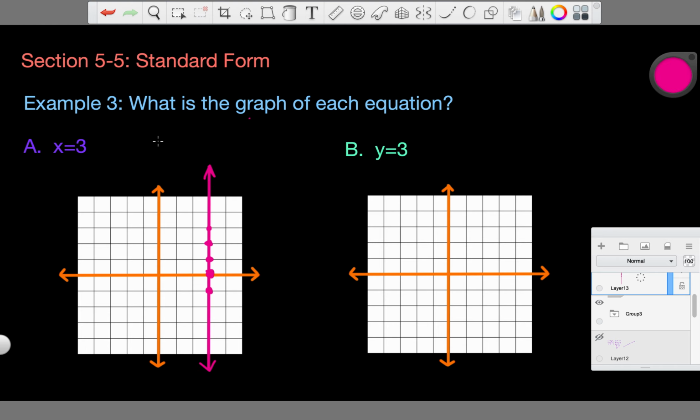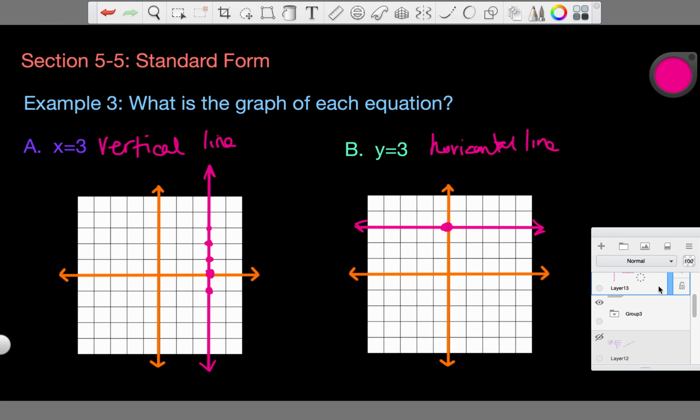So if you think about this, instead of being x equals some number, this is y equals some number. So this is going to be a horizontal line at y equals 3. Whatever you plug in for x, there's no spot for it. So it will always be a horizontal line at y equaling 3. Okay? So this is always vertical, and this is always a horizontal line.